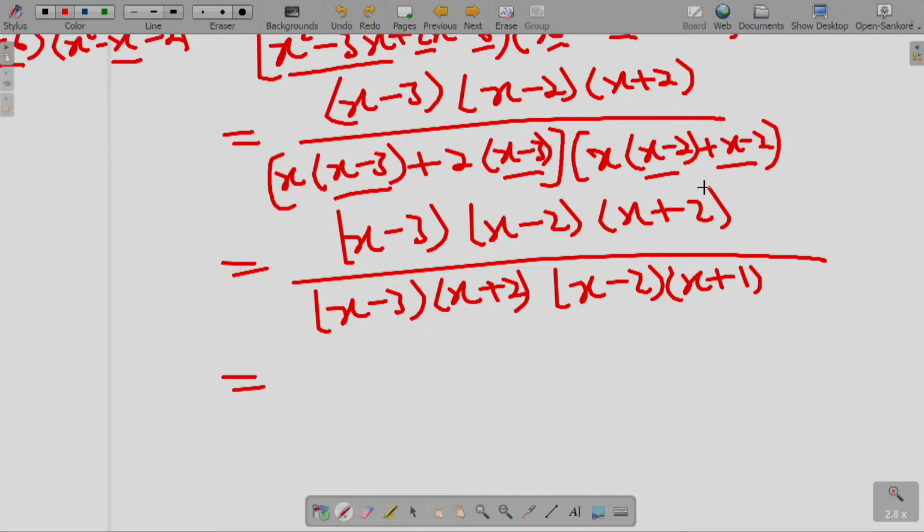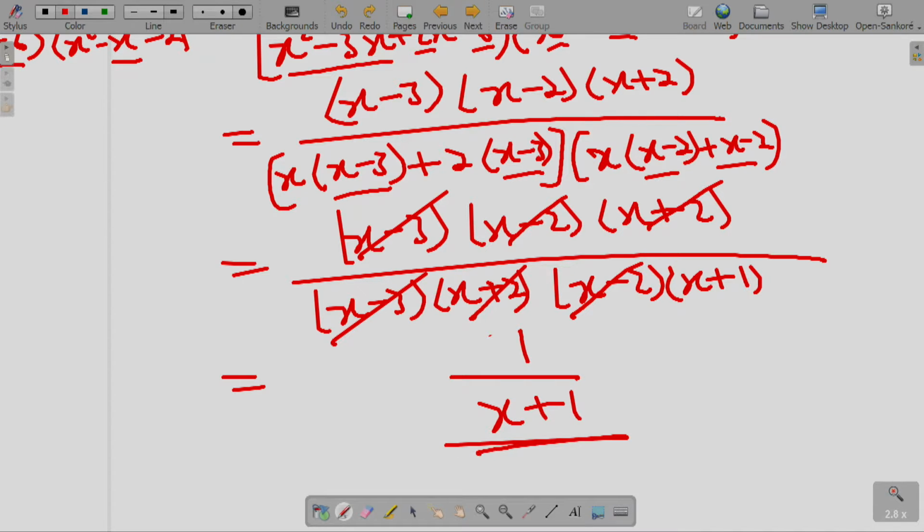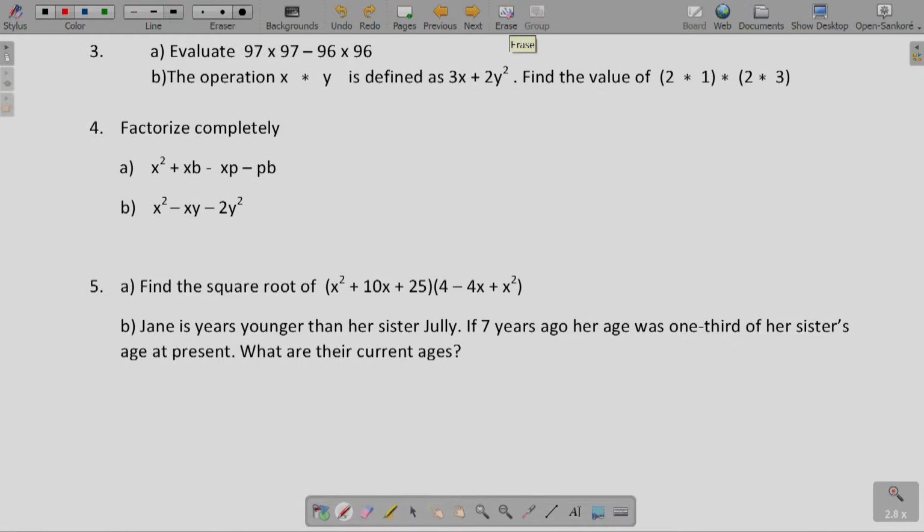So now this term and this term cancel out, and also this term and this term cancel out, remain x minus 3, also x minus 3 and x minus 3 cancel out, and the answer remain is 1 over x plus 1. Let's now move to question number 3.